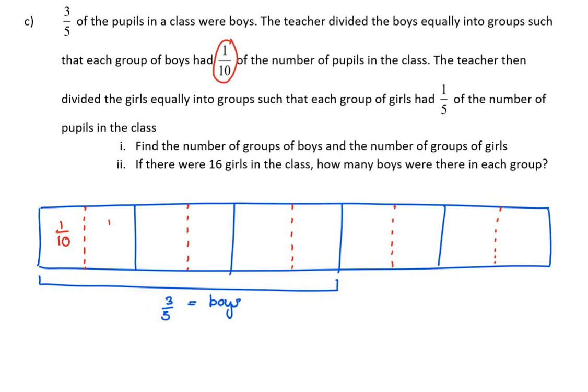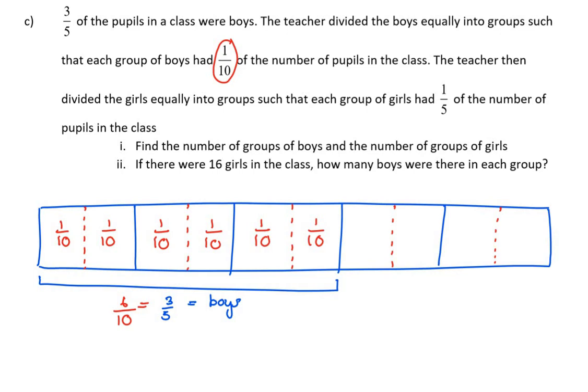So now the boys are made up of little groups of 1/10. They actually are made up of 6 little groups of 1/10. And actually that's all just about converting to an equivalent fraction, right? So there we go. The teacher divided the boys into equal groups such that each group represented 1/10 of the number of pupils. So there's 6 groups of boys.